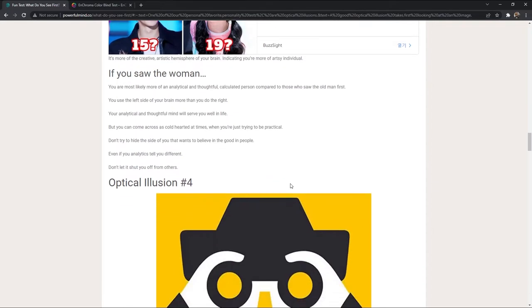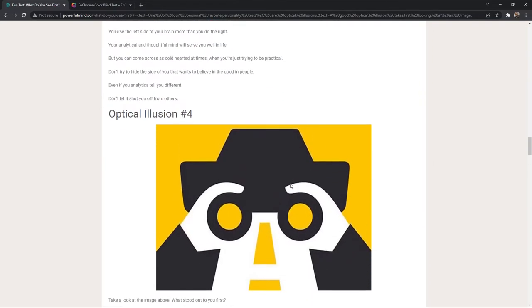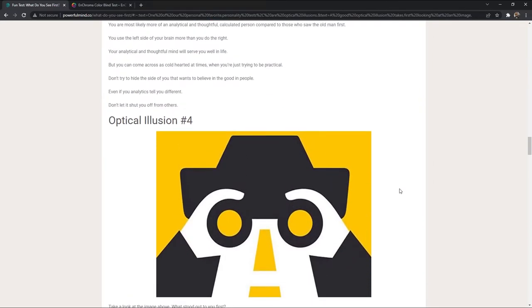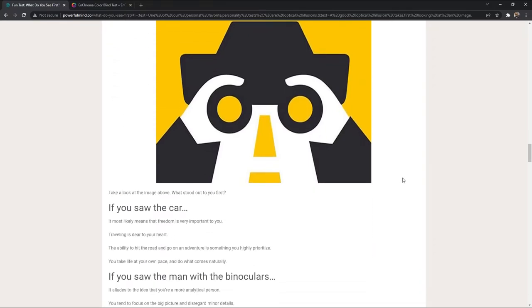Okay. I don't know. Okay, optical illusion. I see the binocular person. I see a man with binoculars. I see a man with binoculars. I see a car and I see a road. That's pretty much it. I see a man with binoculars.